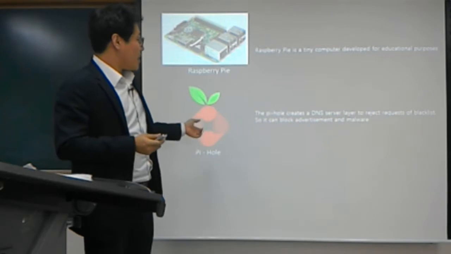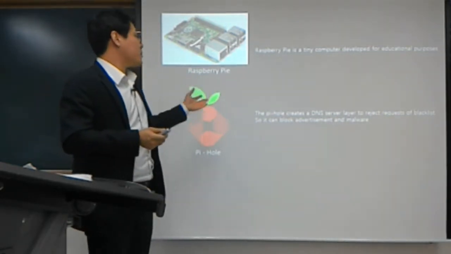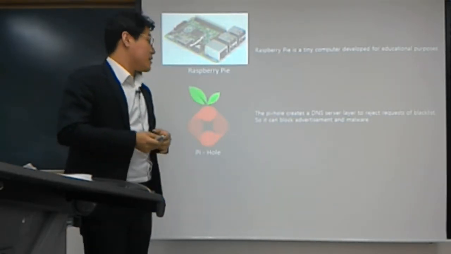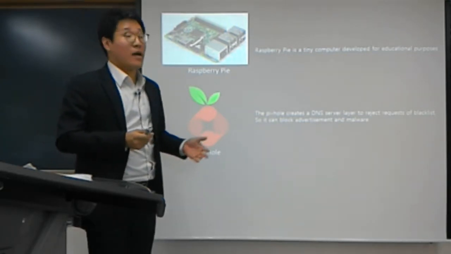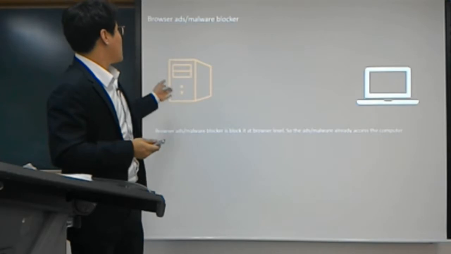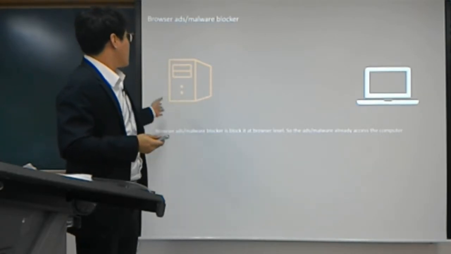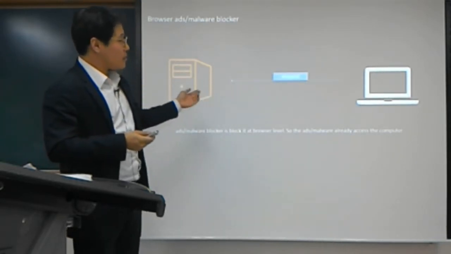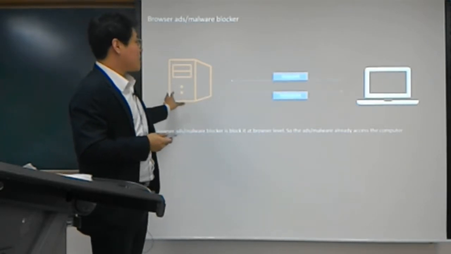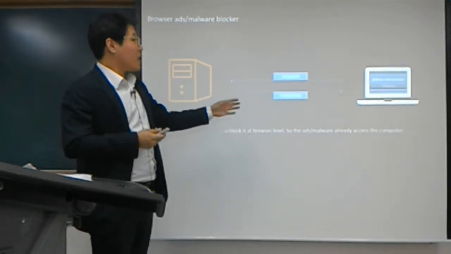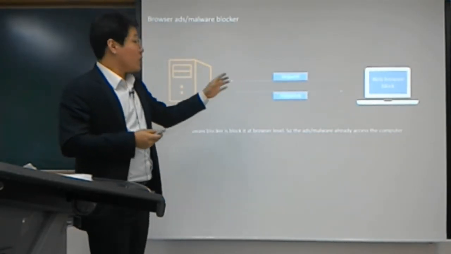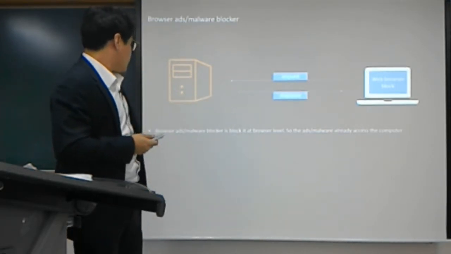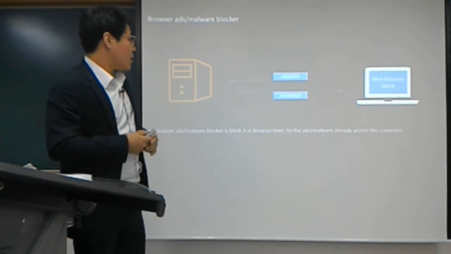And Pi-hole, some people install it, and then it creates a DNS server layer to reject requests from blacklists, so it can block advertisements and malware. So this is the method. The normal browser blocker is like this. My computer sends a request to the server, and the server responds to my computer. Then my browser blocks it, but the data has already come to my device. So the browser blocker blocks it at the browser level.